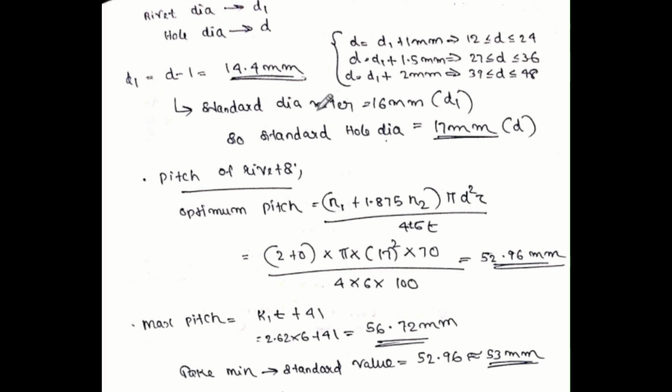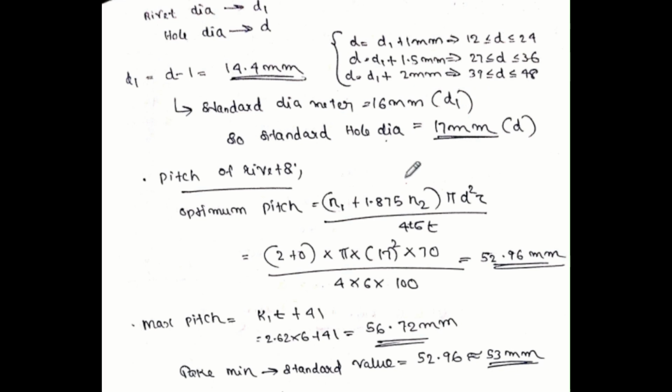So how do you find the standard value? Now I got small d1 as 14.4 mm. If you check the data book, there is a prescribed value for a standard diameter range. After 14.4, the next value in the standard range is 16 mm. So I should take the standard rivet diameter D1 as 16 mm. Now I have the actual standard value of D1.